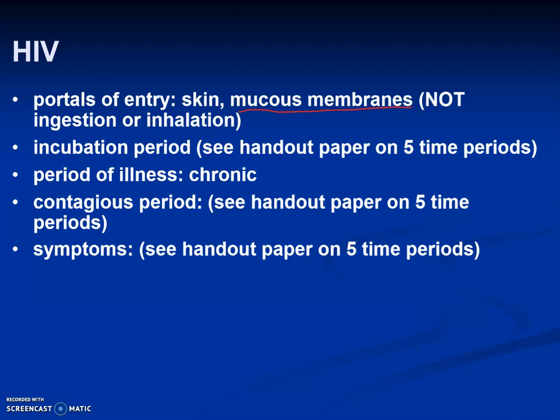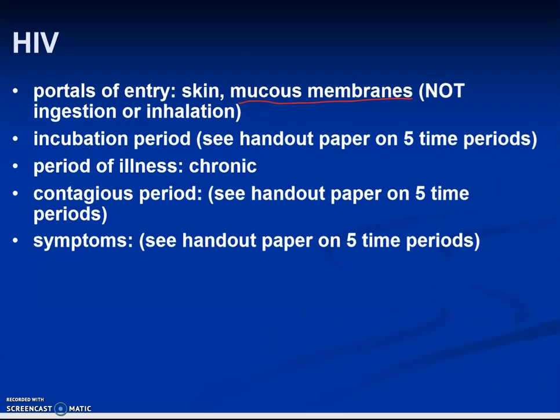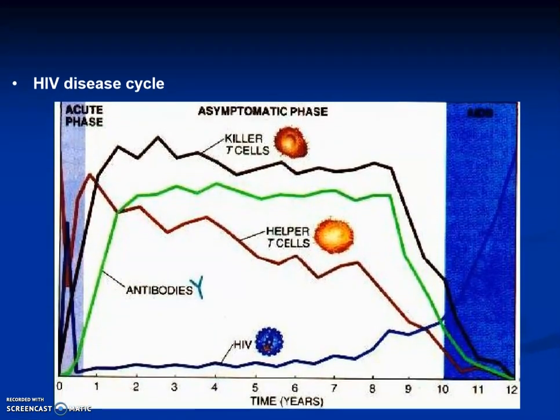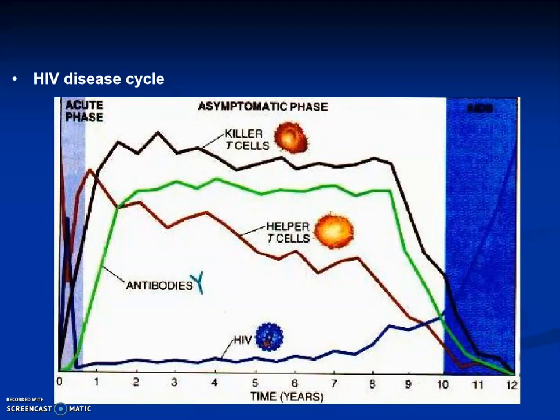The incubation period depends a little bit, and I have another slide that explains that better. The period of illness is chronic, and the contagious period, we'll take a look at on this next chart anyway. And the symptoms were also covered in the lecture slides, but let's take a look at the HIV disease cycle. So here you can see the acute phase.